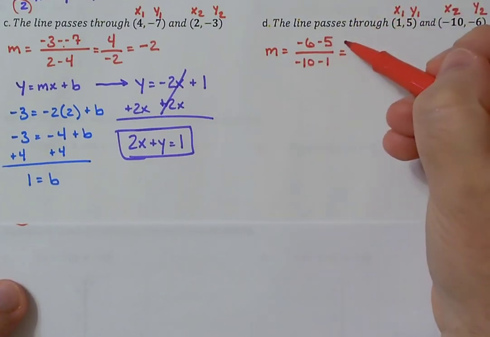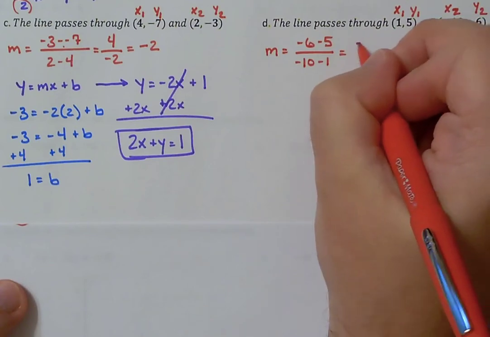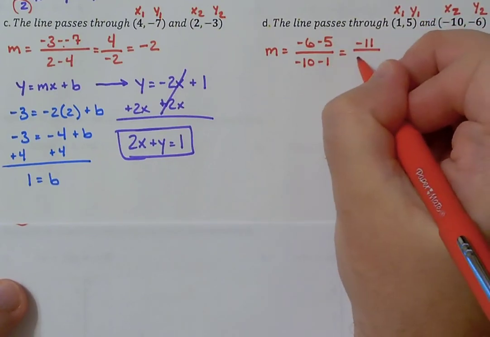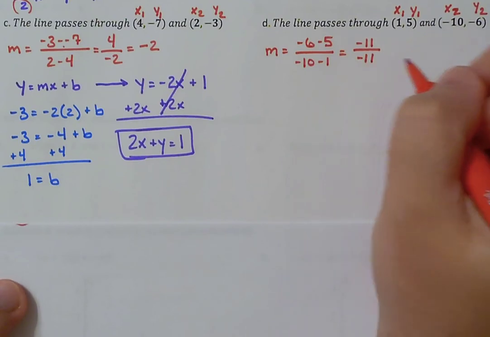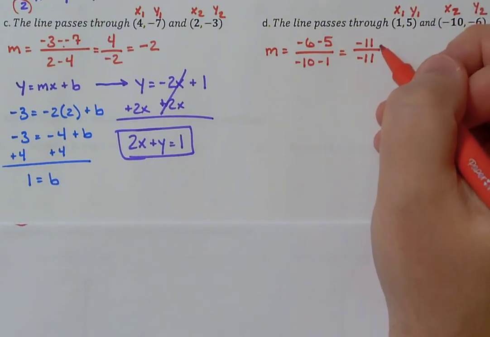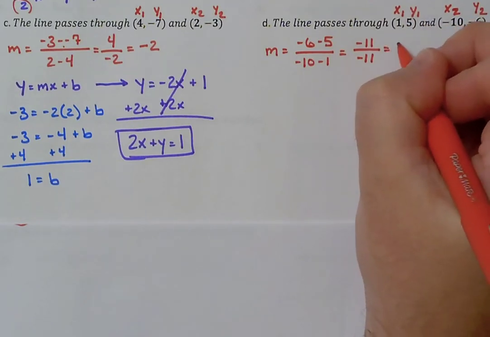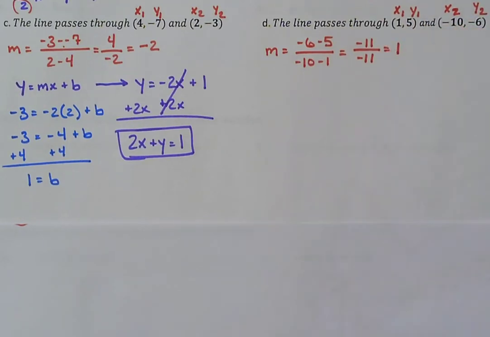If I do negative 6 minus 5, I get negative 11. Negative 10 minus 1 is negative 11. So negative 11 over negative 11 is going to simplify down to 1. So my slope is 1. All right, now that I have my slope, we can go through and use either slope-intercept or point slope to then change this into standard form.